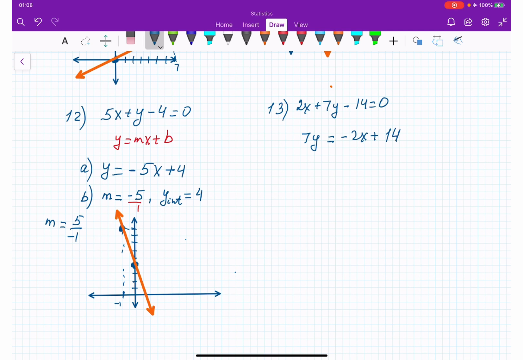Okay, dividing by 7, because we need y, right? And what do we get? This is 1, this is 2. My y is going to be equal to negative 2 over 7x plus 2. Okay, I brought it to the slope-intercept format. Let's graph it.